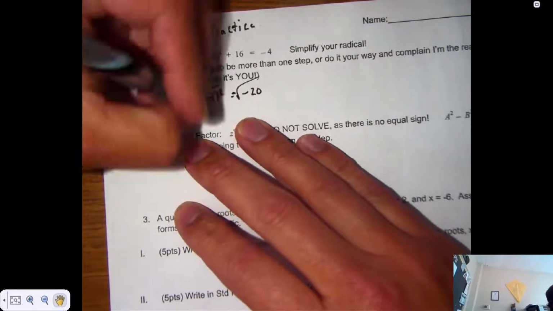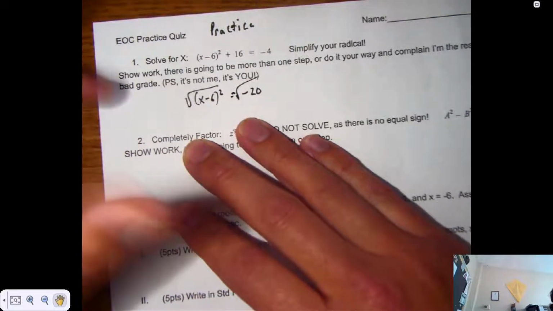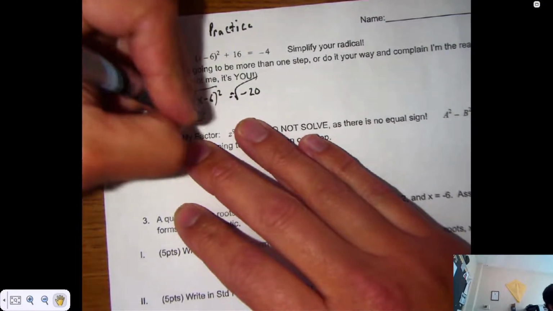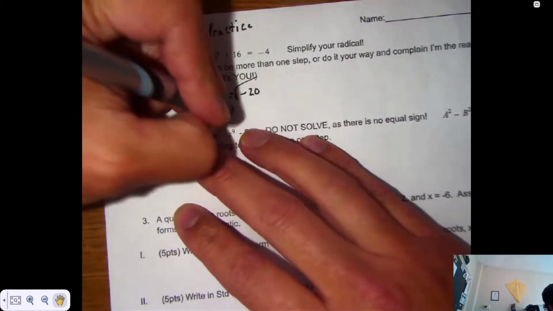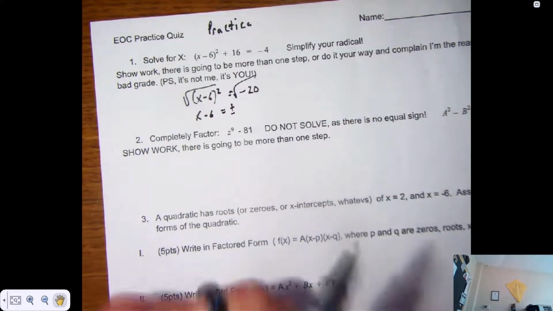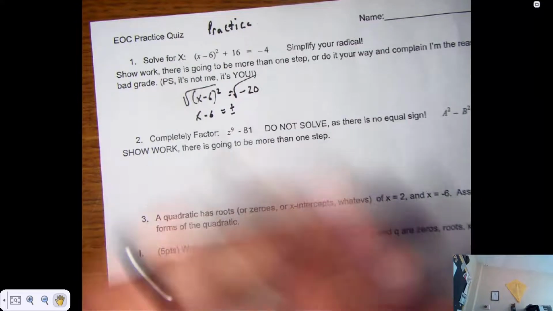Take the square root of both sides. When you square root something squared, what do you get? What's inside? You need to introduce plus or minus. And you need to think about that root of negative 20. Is it real or imaginary?